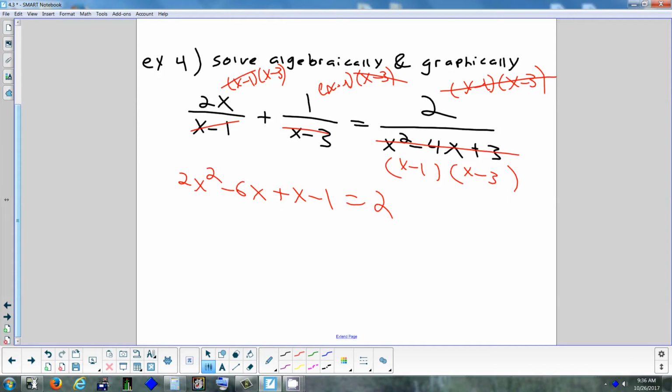Okay. So now, Juliette, what kind of equation do we have there? We have a quadratic. Yep. And what do we get it equal to? We get it equal to 0. So 2x squared minus 5x minus 3 equals 0. And that one you don't need quadratic formula. It does factor: 2x plus 1, x minus 3.